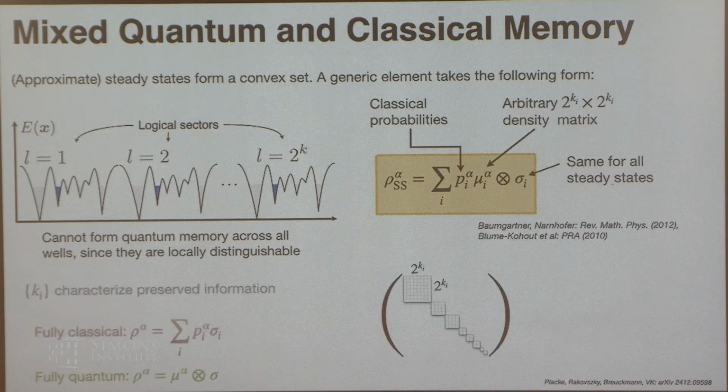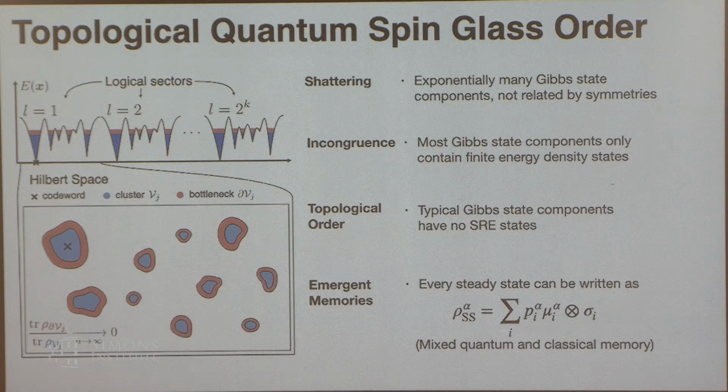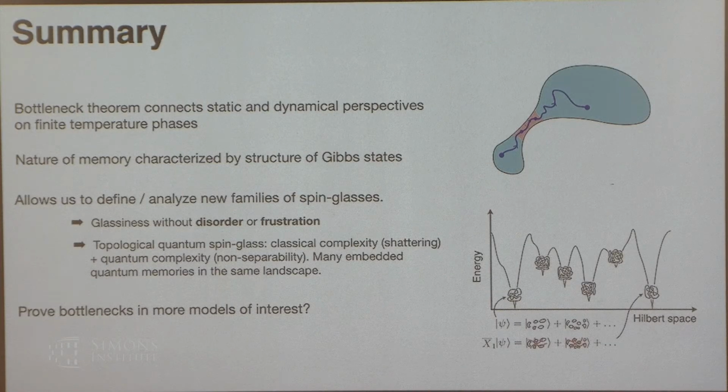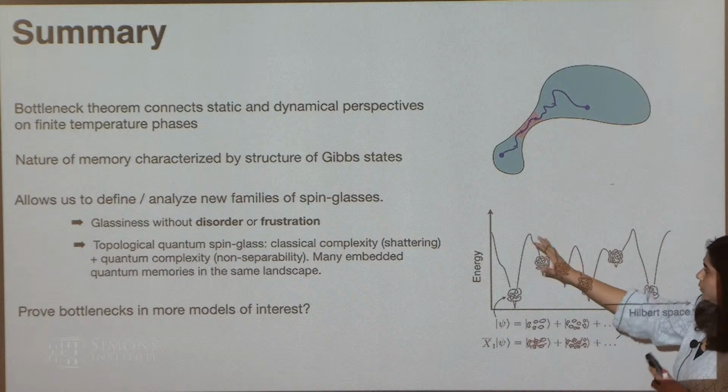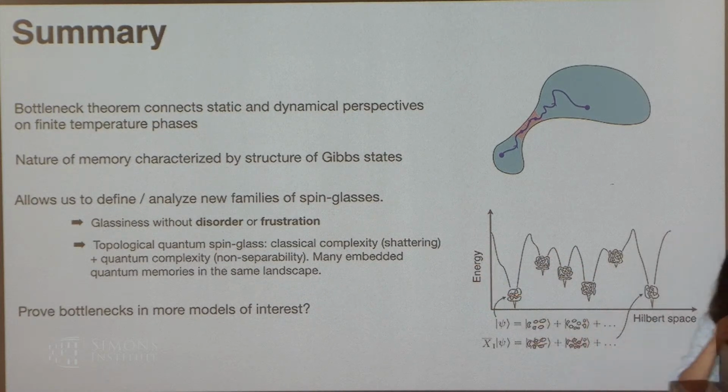Okay, good. So this is what we call a mixed quantum-classical memory, because you have some classical information which is telling you which well you are picking, and then you have a quantum memory that's encoded across those wells. So this is the summary. You have these different components of shattering, incongruence, topological order, emergent memories, and the bigger picture is that this bottleneck theorem connects these static and dynamical perspectives. The nature of memory is characterized by the structure of Gibbs states. This allows us to analyze new families of spin glasses and gives a physical perspective to why these LDPC codes have memory.